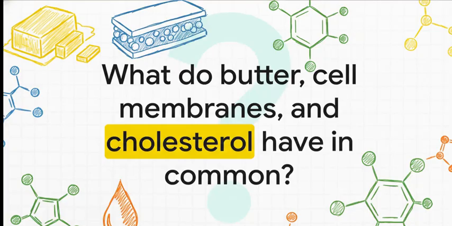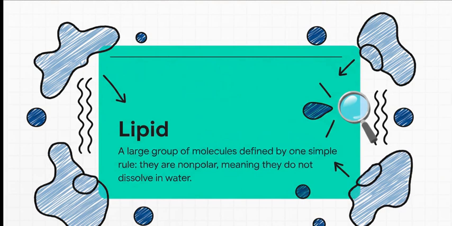Okay, so take a look at this. What could butter, the very stuff our cells are made of, and cholesterol possibly have in common? It sounds like a trick question, right? But they all belong to this huge, super diverse family of molecules called lipids. So what's the secret handshake to get into the lipid club? It's actually incredibly simple. It all comes down to one rule.